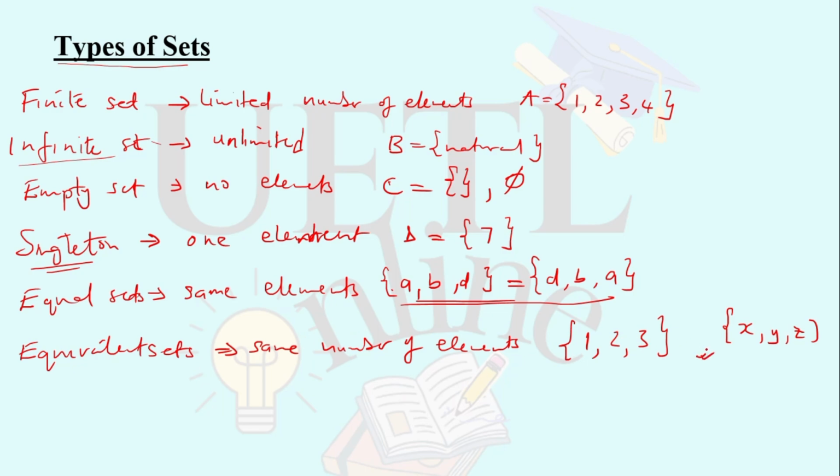Then let's go to the last one, which is the universal set. We're going to use this universal set a lot. The universal set is a set where we have all elements under consideration.